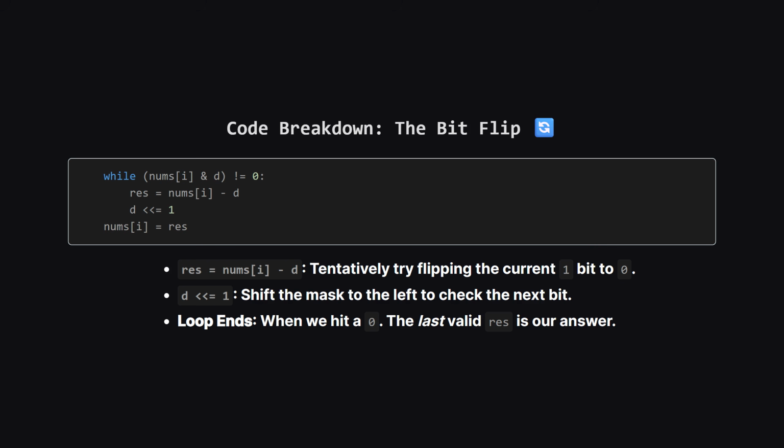The value of res right before the loop stopped corresponds to the number where we flip the highest consecutive 1 bit to a 0. This matches our logic. We need to turn the bit right before the first 0 into a 0 to get our ands.